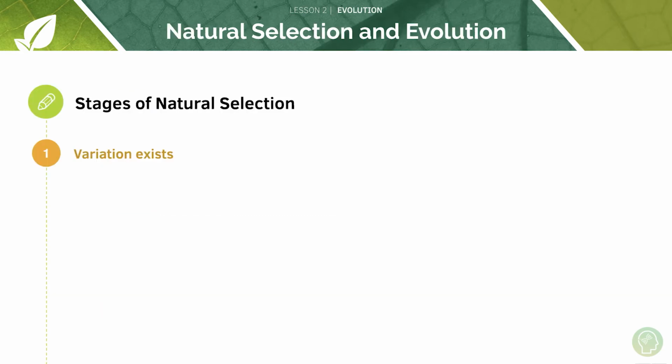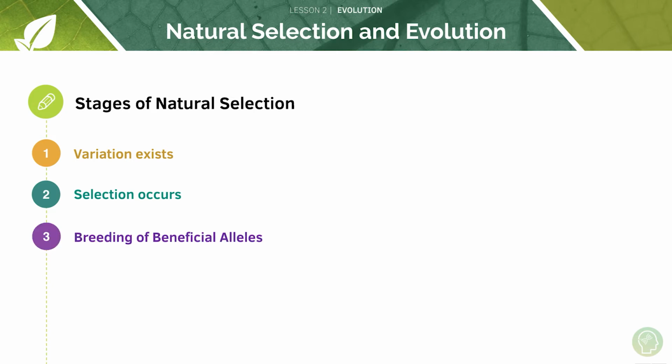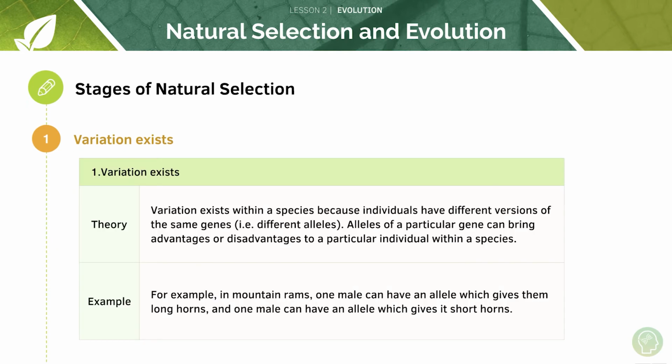So, to summarise the stages of natural selection, we first of all have variation that exists within the population. So that could be the light brown and the dark brown mice within the deer mice population. Then selection occurs. We then get breeding of beneficial alleles, because those animals that are selected will have those beneficial alleles that allow them to survive in the new environment.